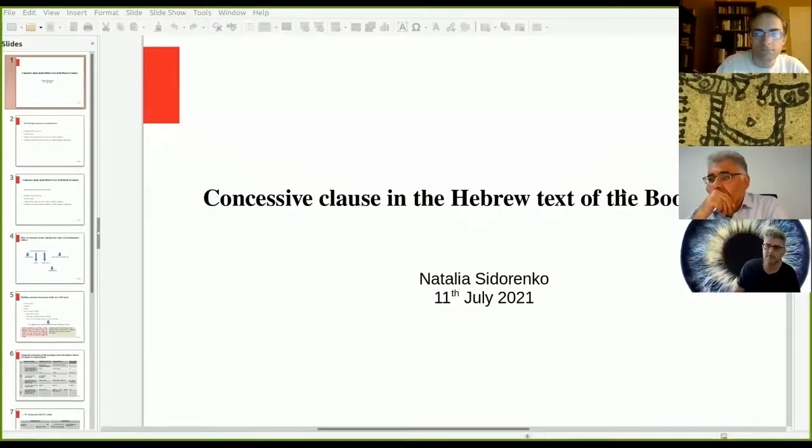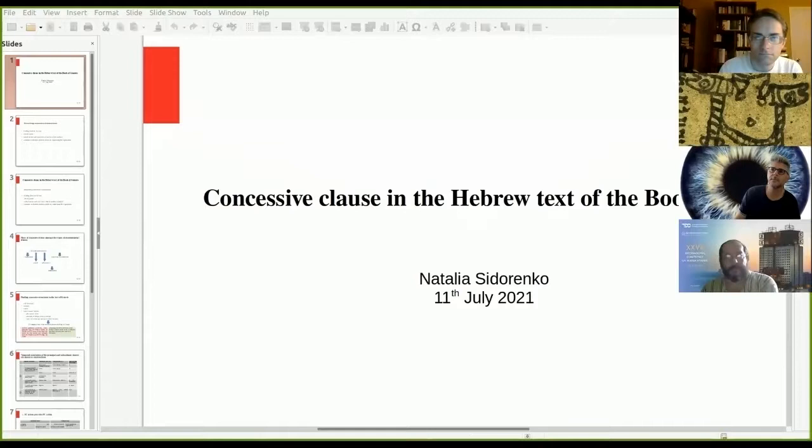So my topic is concessive clauses in the Hebrew text of the book of Genesis. We had to describe and classify the concessive constructions in the Hebrew text of the book of Genesis, and this meant that we had to find them in the text first, and also analyze them grammatically and semantically. So it was a task that consisted of several steps.